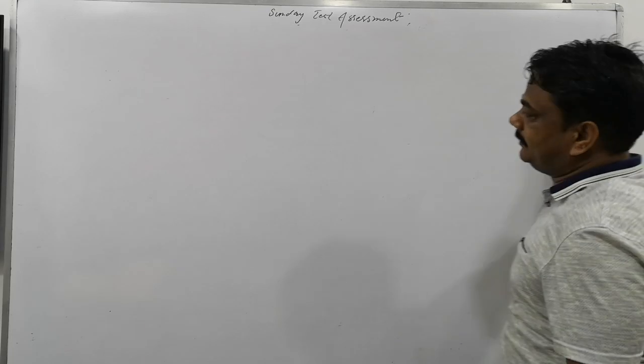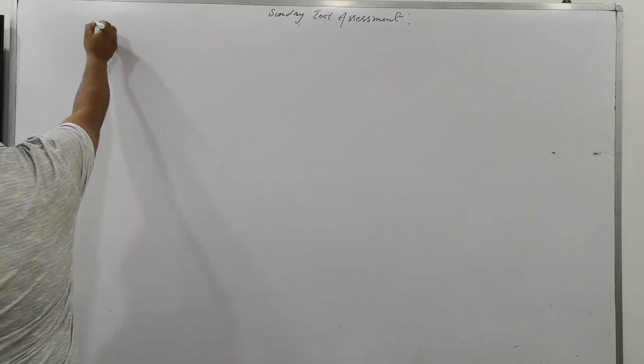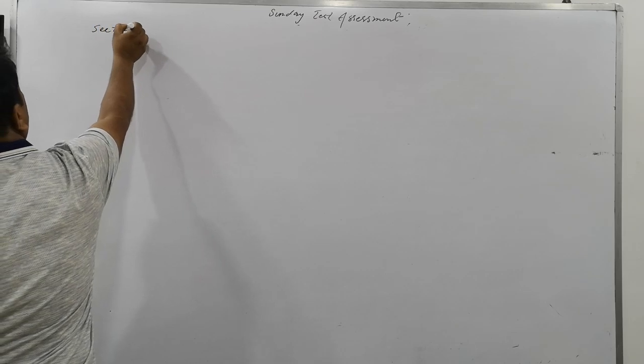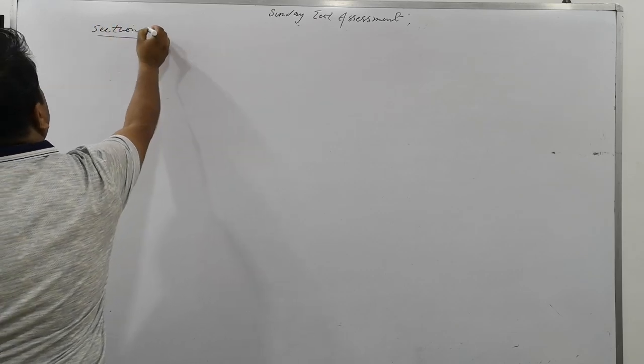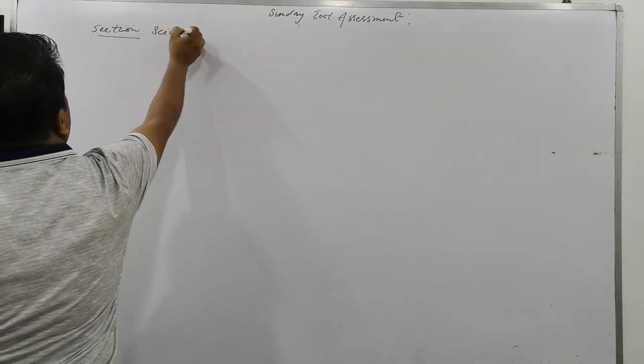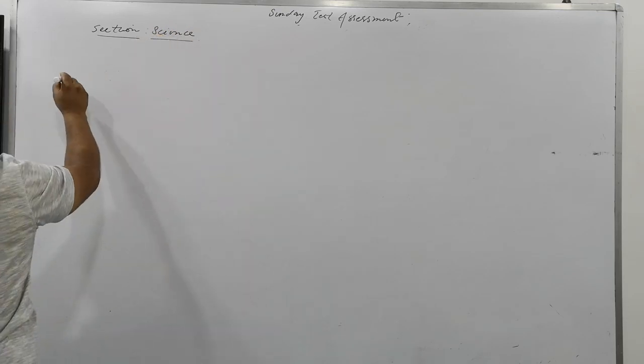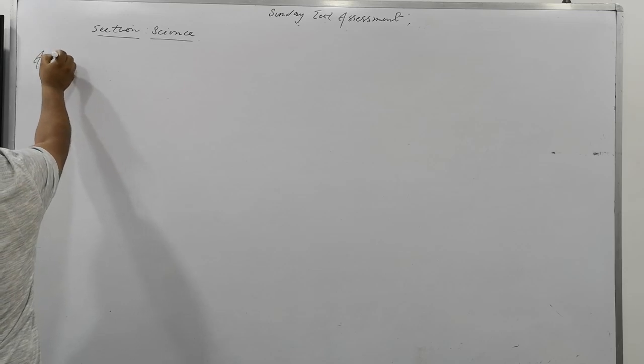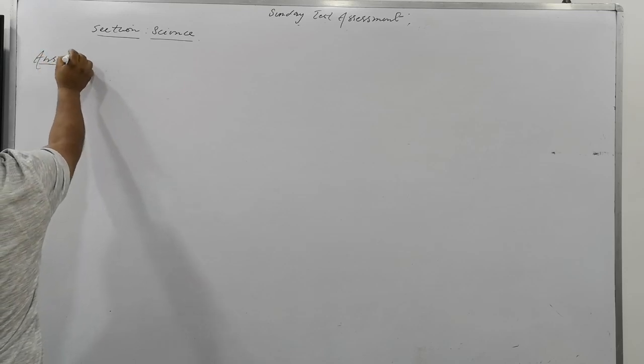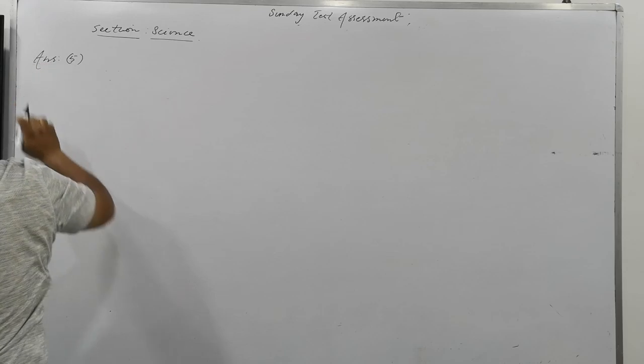Now, the physics section. Check this now. What was the question you were asking here? Section science. Okay, please tell. A car travels 15 kilometer towards east. Question number 5, this is. Yes, sir. A car travels 15 kilometer towards east.